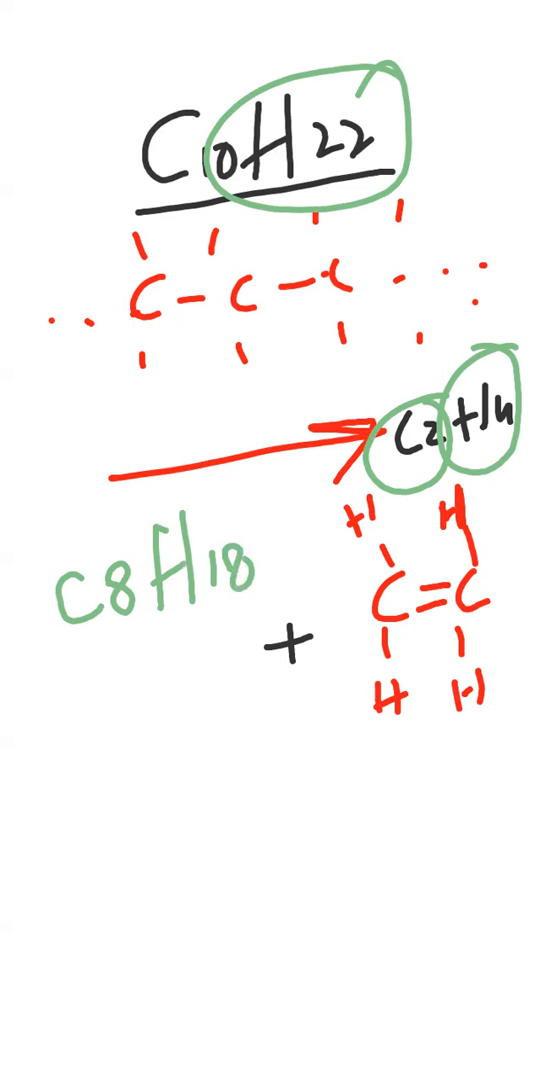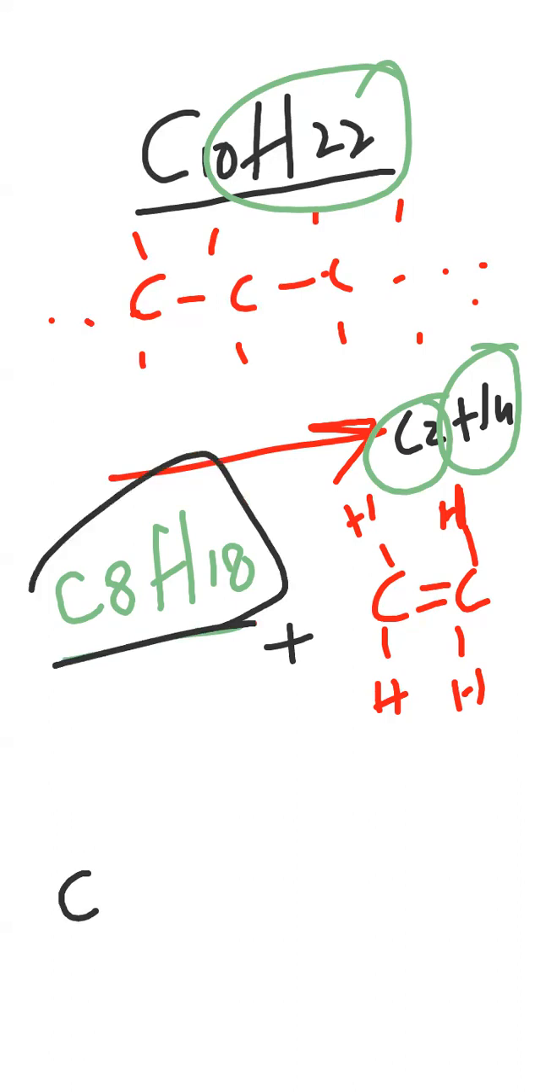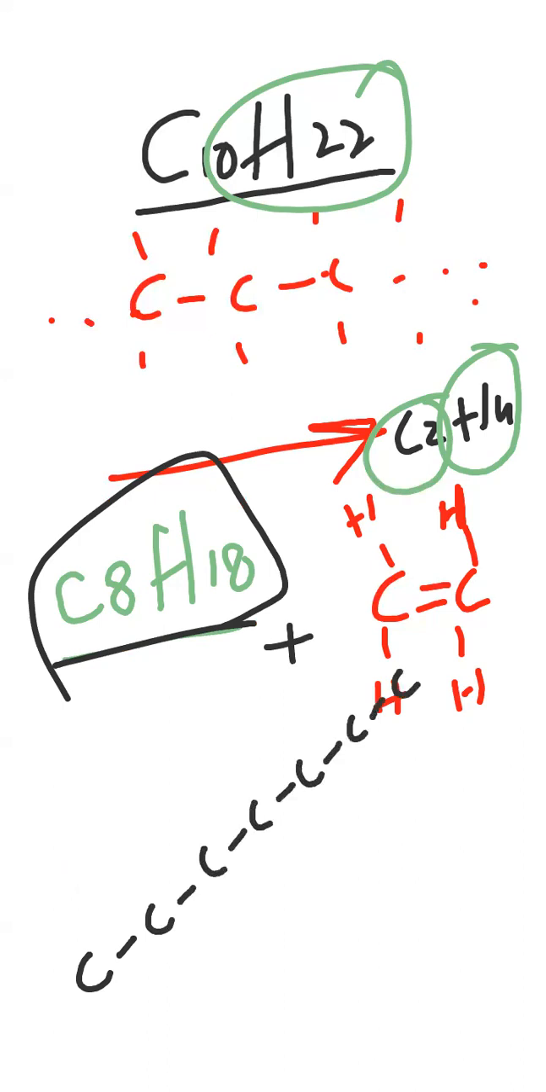So let's try to draw it. It should be alkane, because we have already removed one alkene. Okay, so 1 carbon, 2 carbon, 3 carbon, 4, 5, 6. Okay, let me make it a little vertical. 1, 2, 3, 4, 5, 6, 7, 8. 8 carbons.